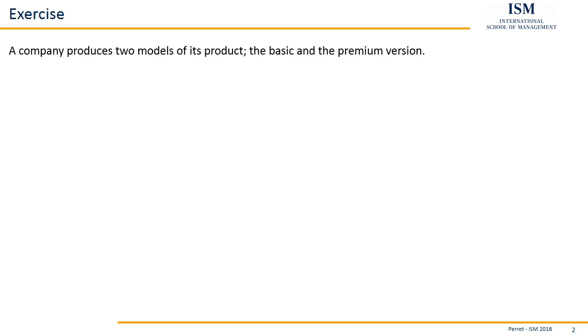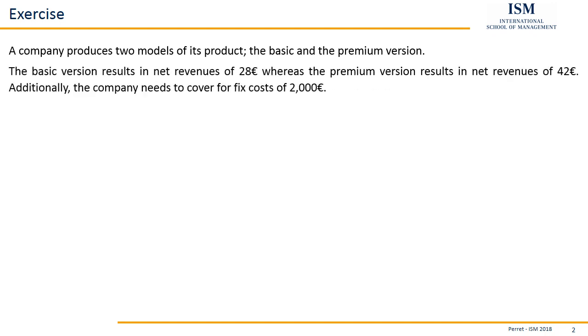Here we have a company which produces two models of its product, the basic and the premium version. The basic version results in net revenues of 28 euros, whereas the premium version results in net revenues of 42 euros. Additionally, the company needs to cover for fixed costs of 2,000 euros.